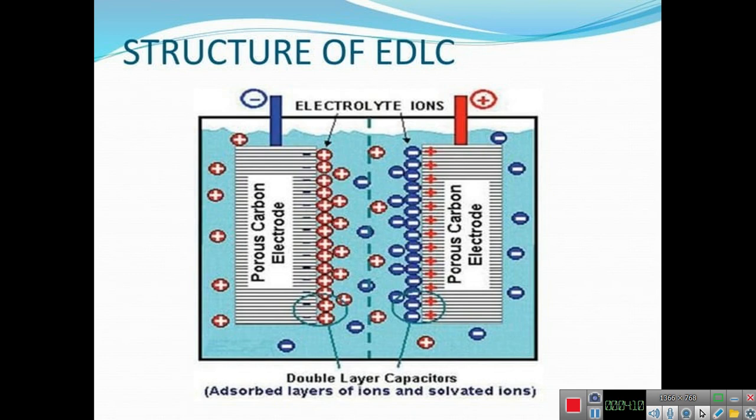So, structure of EDLC. This is a porous carbon electrode. Anode and cathode are both porous carbon. We have positive ions here and negative ions here, and we have a separator here. At the positive electrode there is formation of a negative layer. So, adsorbed ions and solvated ions. We have negative ions here and positive ions here, on which the other layer is formed, with negative ions in the cathode and positive ions in the anode. So this is the structure of an electric double layer capacitor.